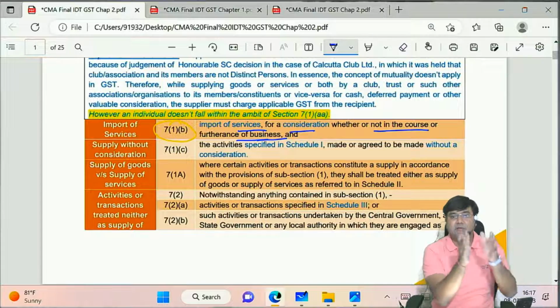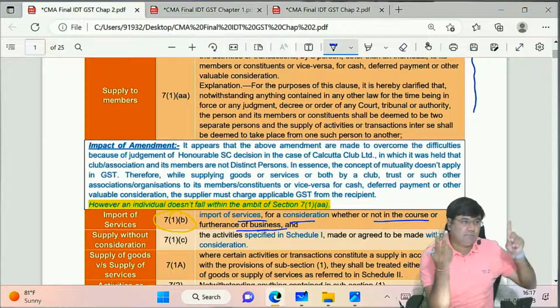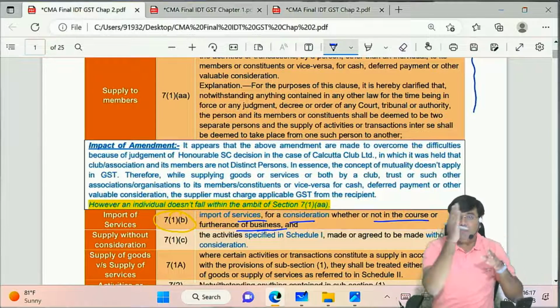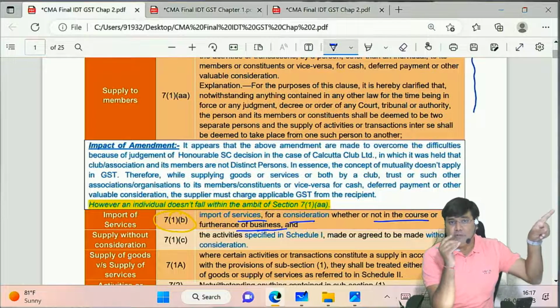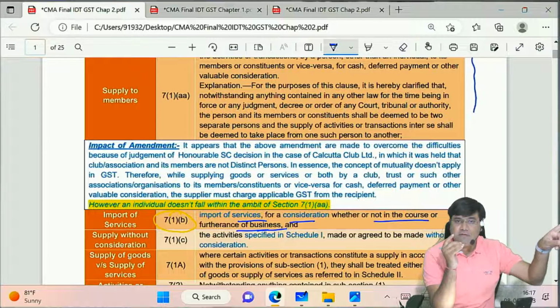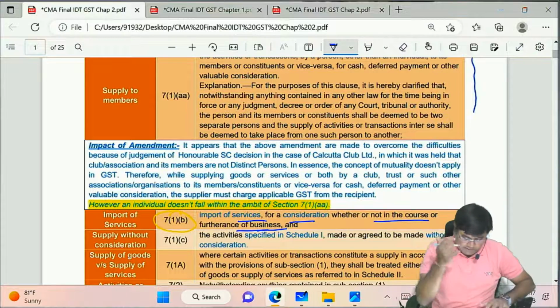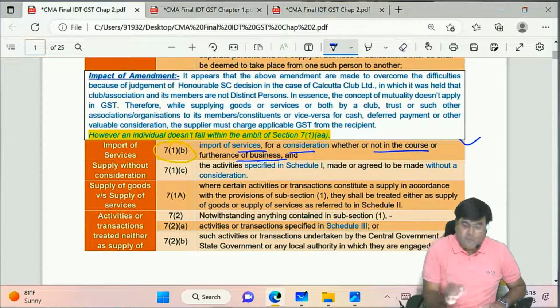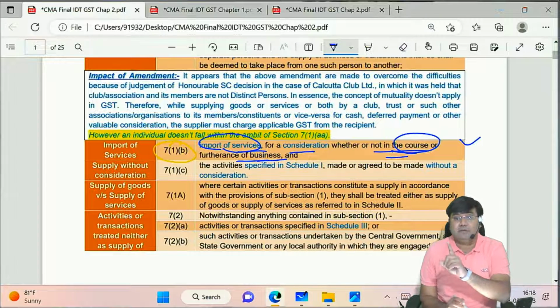So Section 7 subsection 1 clause A says any transaction needs to satisfy 2 conditions: consideration and business. If business is not there, jump to Section 7 subsection 1 clause B and see whether that is import of services. If it is import of services, consideration is there, and whether business is there or not becomes irrelevant. It is going to be a supply subject to GST. So this is one exception where business is not there, no issue, consideration is there. What is that exception? Import of services.